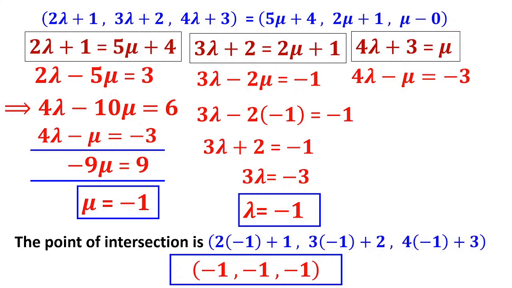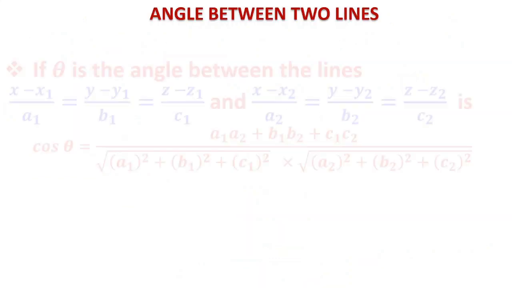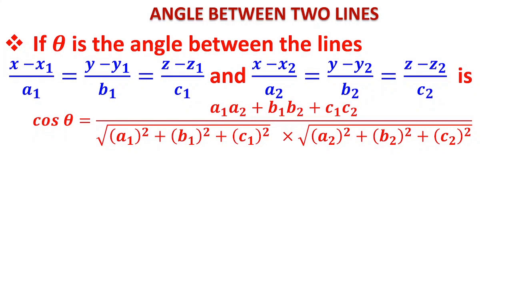Very, very interesting. Now how to get the point of intersection? Get a general point from the first, get a general point from the second, equate it and solve it. Now let us move on to angle between two lines. Already we have seen it in vector algebra also, angle between two vectors, the same thing.